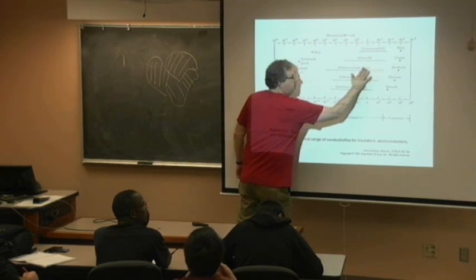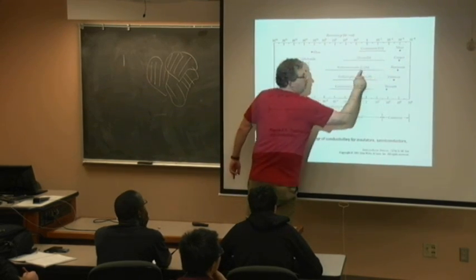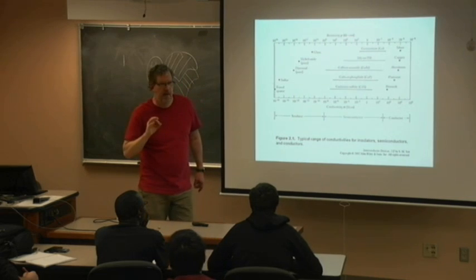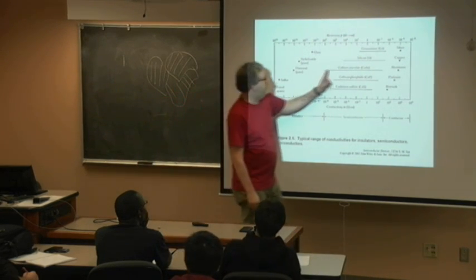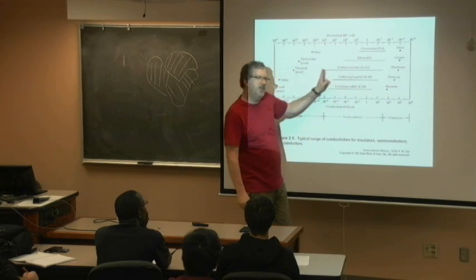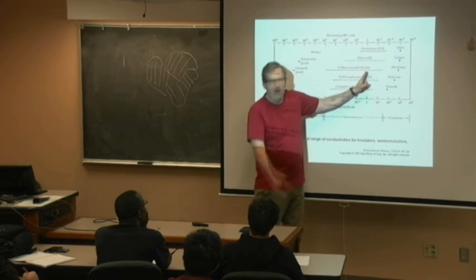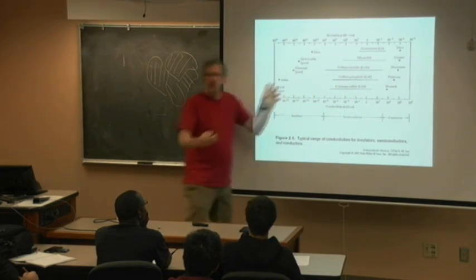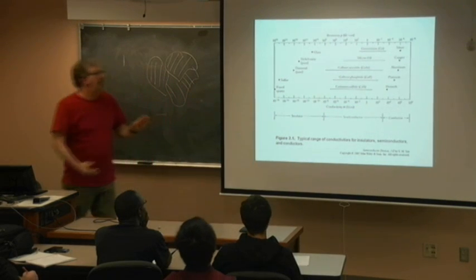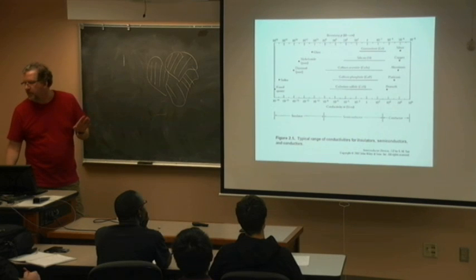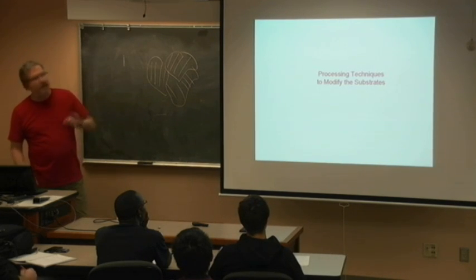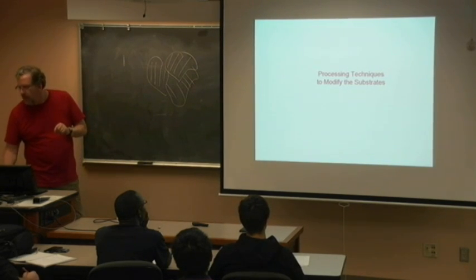And why is this a bar and not a point? Adjustable range. Yes, because now you know we can adjust the range through our process engineering, through my doping and all that, which I can choose, right? I can design that, I can process that, and I can hit that with fairly high precision. So these are processing techniques to modify the substrates.